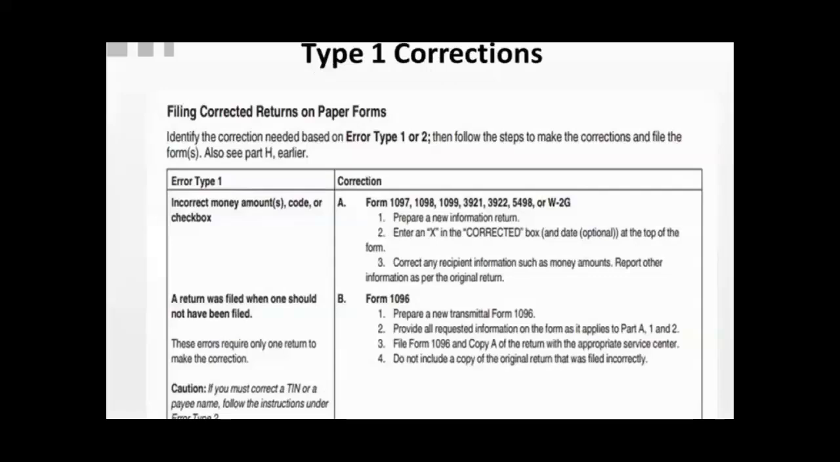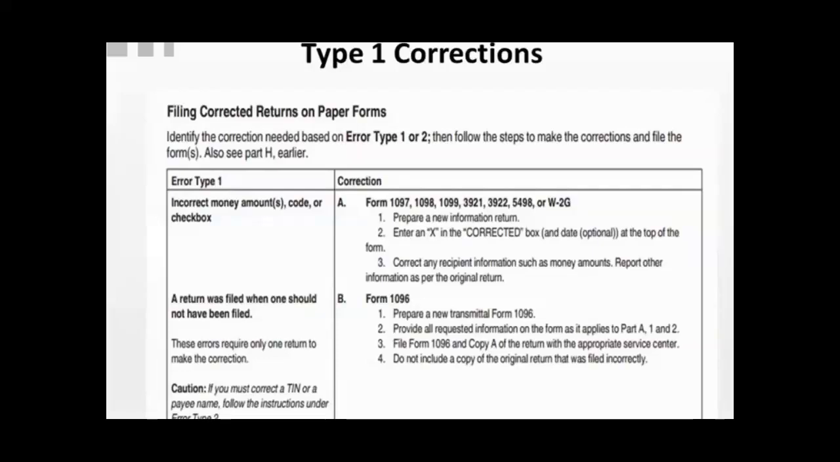Okay, different types of corrections. There are two types of corrections, type 1 corrections and type 2 corrections. And coincidentally, type 1 corrections involve one information return being required to make the correction, and type 2 corrections require two information returns to make the correction. Type 1 error is an incorrect money amount, code, or checkbox on the originally filed return, or return was filed when one should not have been.